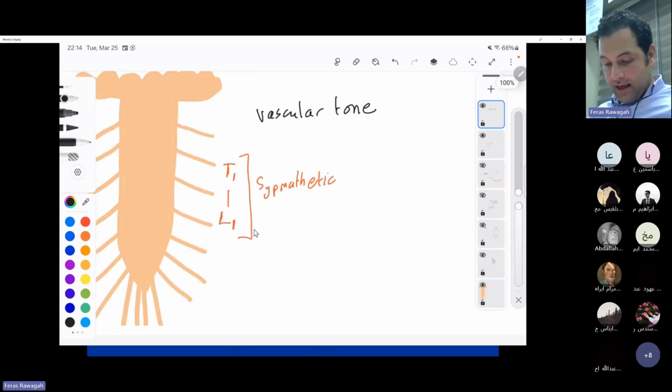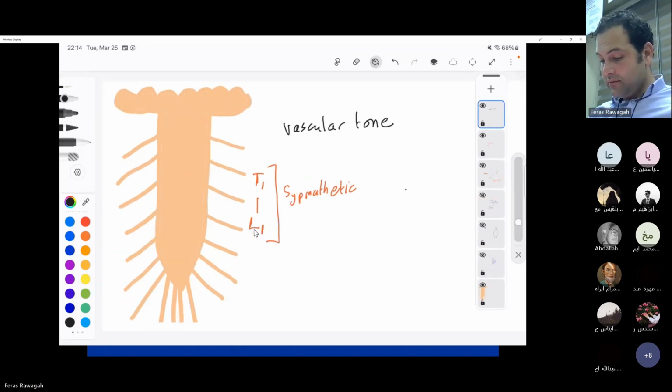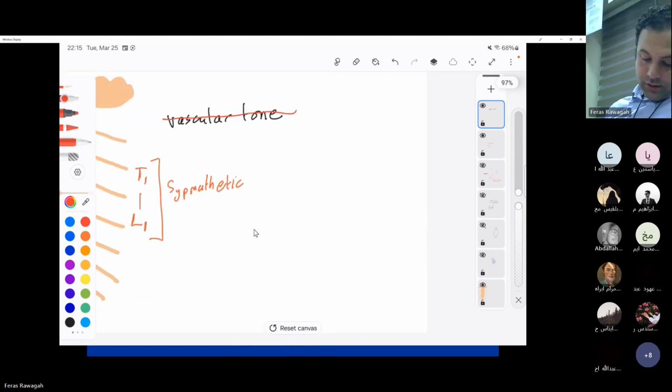Now, what happens if the vascular tone is interrupted? Vascular tone means vasoconstriction. So when the vascular tone is interrupted, this will result in vasodilation. And this vasodilation will result in hypotension. This is a type of circulatory shock. It's called neurogenic shock.